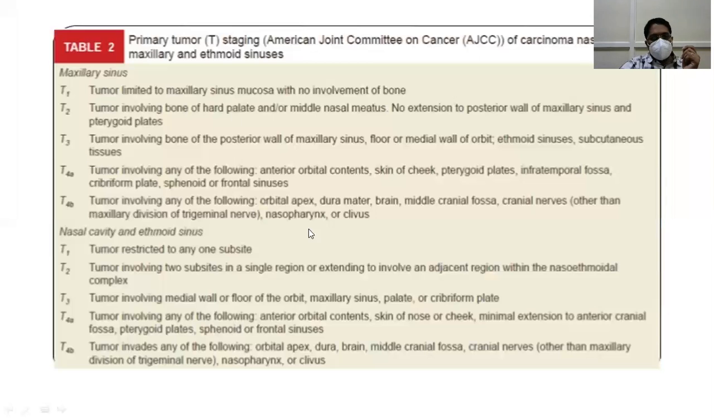Here I want to tell one more thing. At T3, I told you, posterior wall of the maxilla and orbital walls. At T4, what I told you: pterygoid plates, infratemporal fossa, and orbital contents because of extension. And I told you in the previous slide, if there is involvement of the skin of the cheek, this is T4A. Cheek involvement means anteriorly the 4th stage.